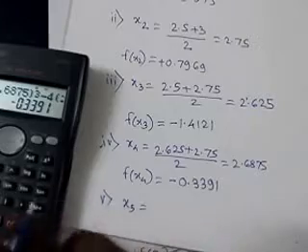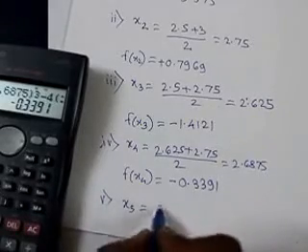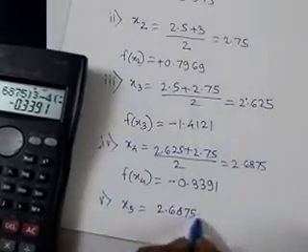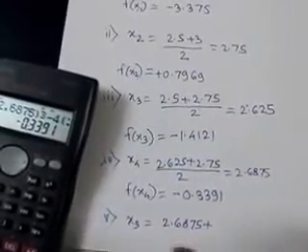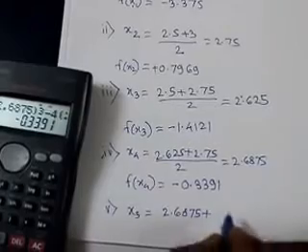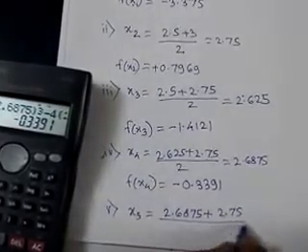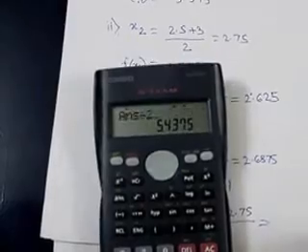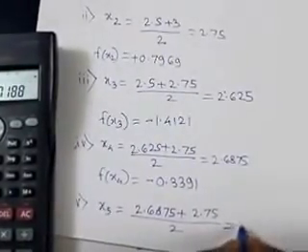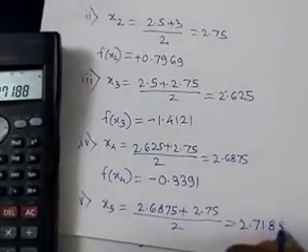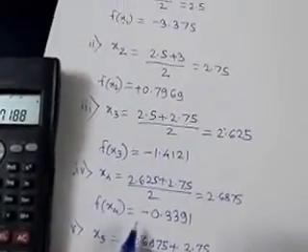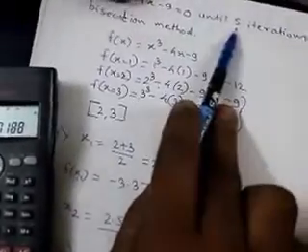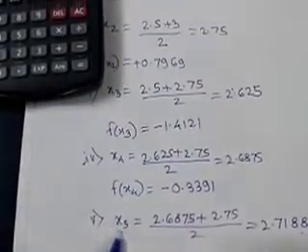x5 is going to be (2.6875 plus 2.75) divided by 2, which is 2.7188. As you can see, what we had to do was calculate the root until we reached 5 iterations, and what we have reached is the fifth iteration.